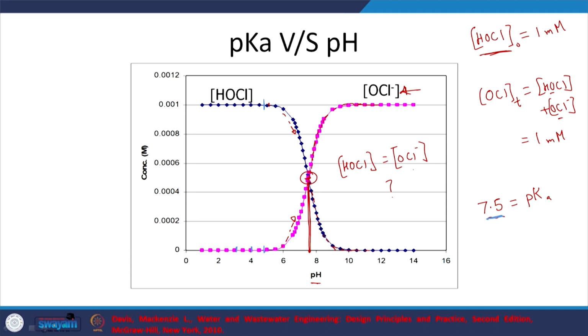And why am I concerned about that? Because HOCl is a much stronger oxidizing agent than OCl minus. So, if I can tweak the pH such that I have more of the HOCl, then obviously I will have a greater disinfection capacity in my particular disinfecting tank. So, that is one aspect to consider. Let us move on.